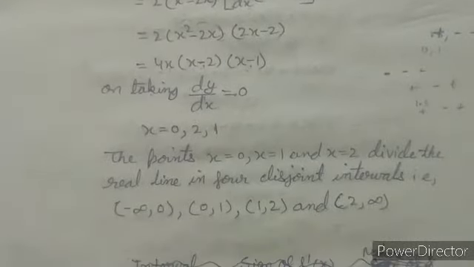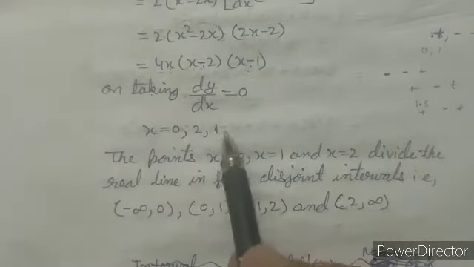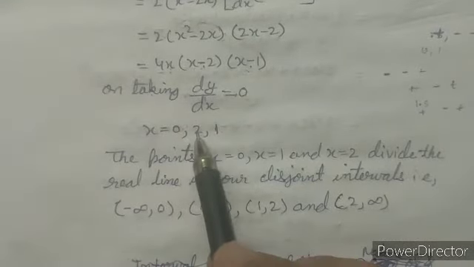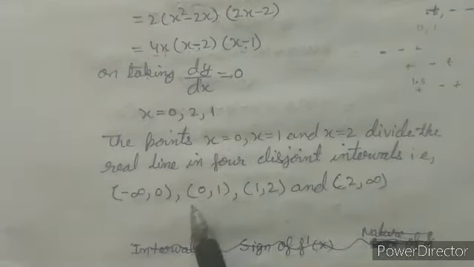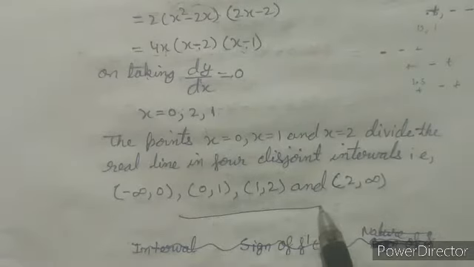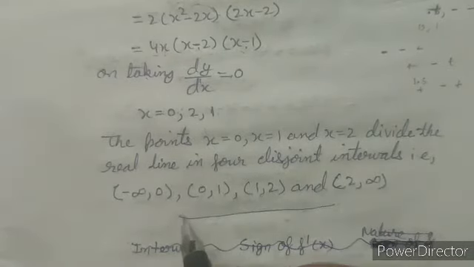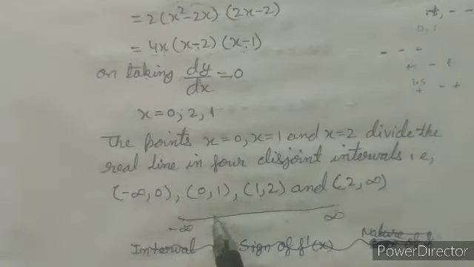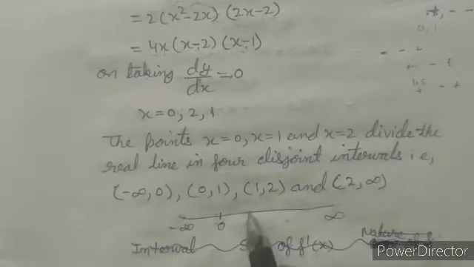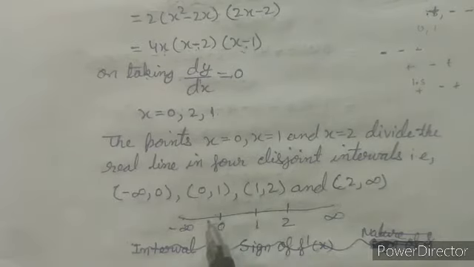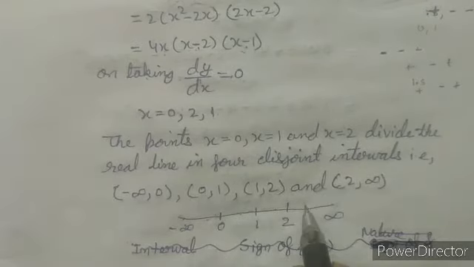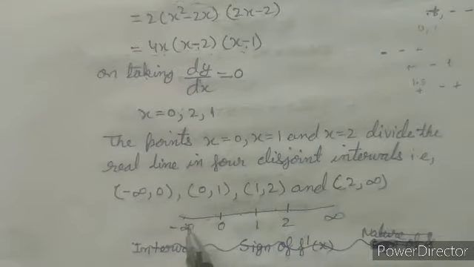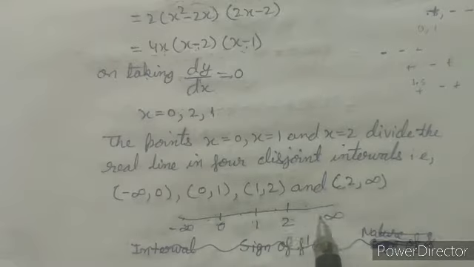The points x equal to 0, x equal to 1 and x equal to 2 divide the real number line. Now suppose this is a real number line from minus infinity to infinity. So, these points 0, 1 and 2 will divide it into 4 disjoint intervals that are minus infinity to 0, 0 to 1, 1 to 2 and 2 to infinity.